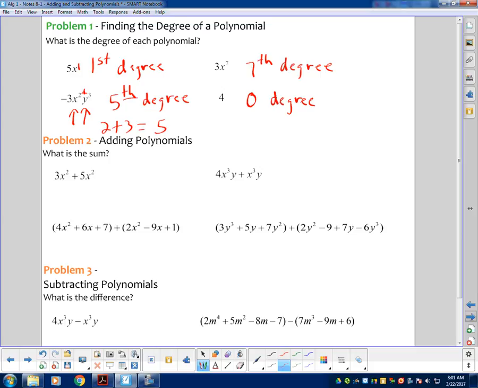So, adding and subtracting, we've talked a little bit so far about adding and subtracting polynomials using algebra tiles. We've talked about like terms. You'll notice here that x squared terms are like terms. So we can just add the 3 plus 5, which is 8, and then attach that like term, x squared.